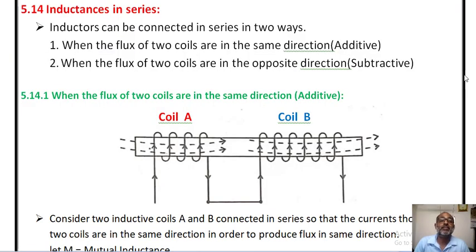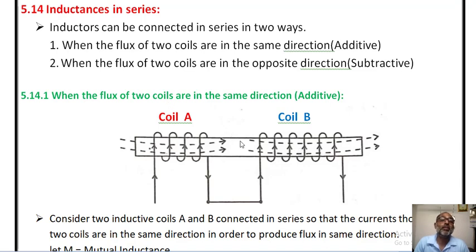Inductance in series. We have already seen that when current passes through a coil, it produces magnetic flux. Here we are interested in connecting inductors in series, which is sometimes required. Inductors can be connected in series in two ways.